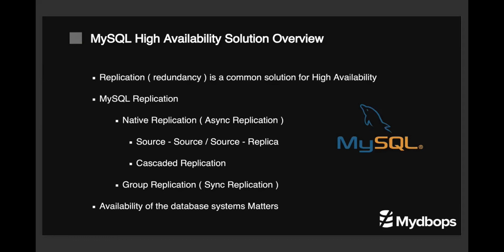Of course, we have something called NDB cluster, not going to cover that part. And then comes group replication. It was designed to overcome the problems with native replication. In native replication, we can have lags. So this was meant to solve these problems.